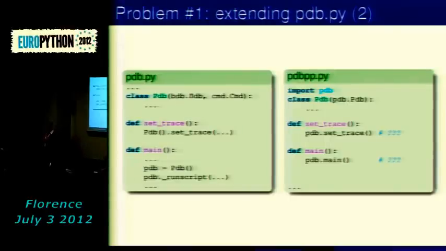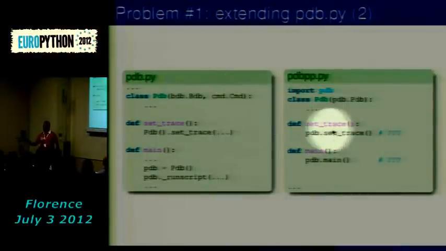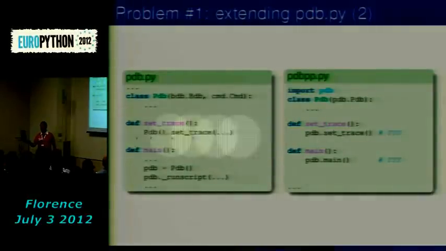But then how can I extend these two functions? There are more than these two, of course. Well, one possibility is to just try to call the function from the original module. So it is pdb.set_trace that you can see here. It's really calling the set_trace function defined on this module.